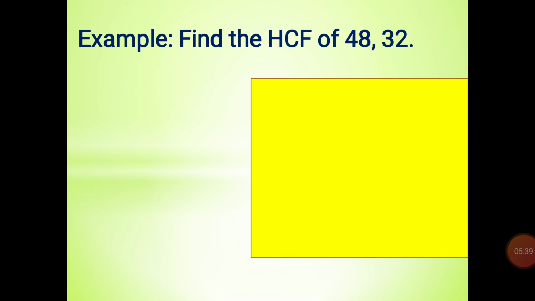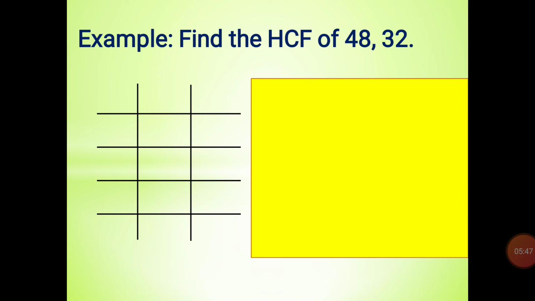Let's take one more example. Find HCF of 48 and 32. Again we will divide both the numbers together. Write 48 and 32. And now if we want to divide both the numbers together, we have to find such a prime number by which both the numbers are divisible. As both the numbers are even numbers, we can completely divide them by 2.